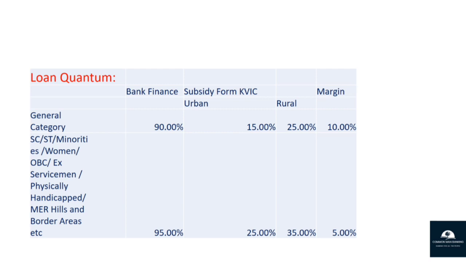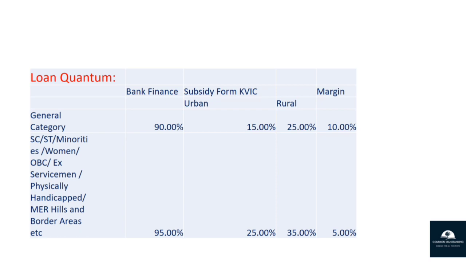See, the loan quantum, that is the subsidy portion. This is the subsidy portion. For the general category, the bank finances up to 90%. If you are in an urban area, your subsidy amount is 15%. In a rural area, it is 25%. The margin amount is 10%.